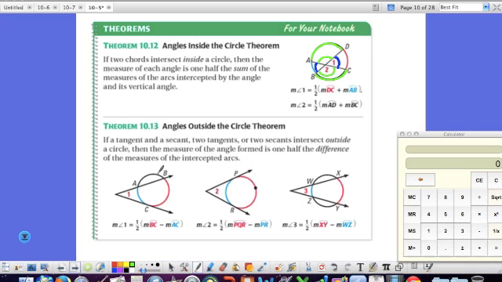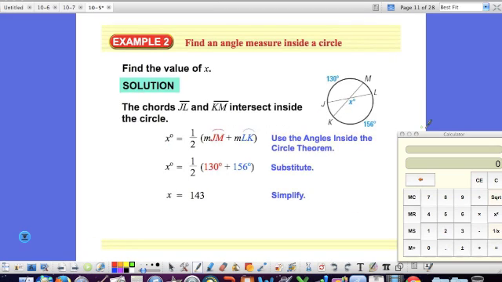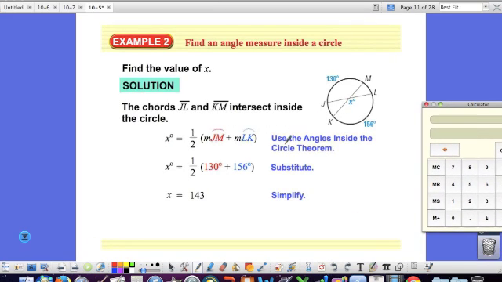If a tangent and secant, two tangents or two secants, so basically if two lines intersect outside the circle, then the measure of the angle formed is 1/2 of the difference of the measures of the intercepted arcs. So if I want the measure of angle 1, I need the measure of arc BC, the measure of arc AC, and I need to subtract them. We're now going to look at this in some problems.